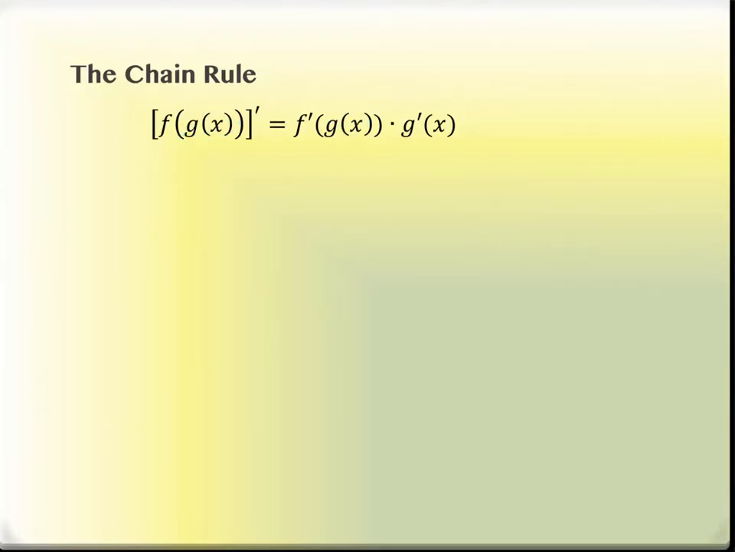And so when we take the derivative of a composite function, we take the derivative of the outside function and rewrite the inside the way it was. And then we multiply that by the derivative of the inside function.